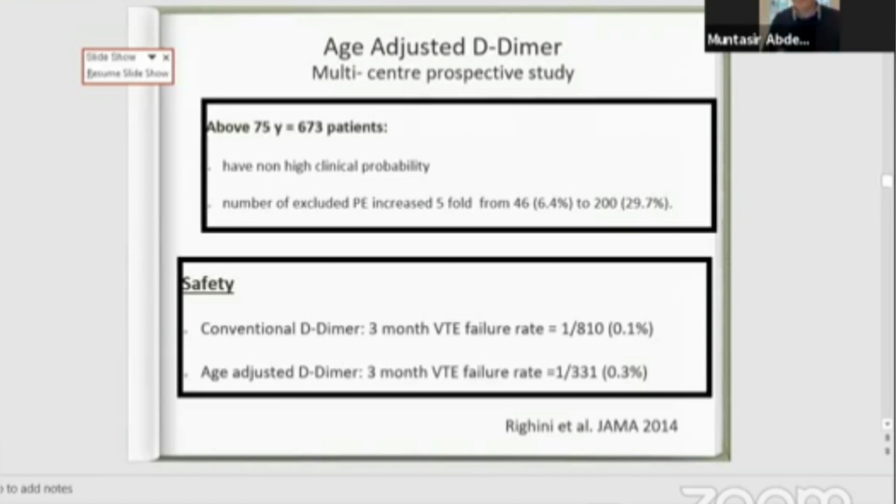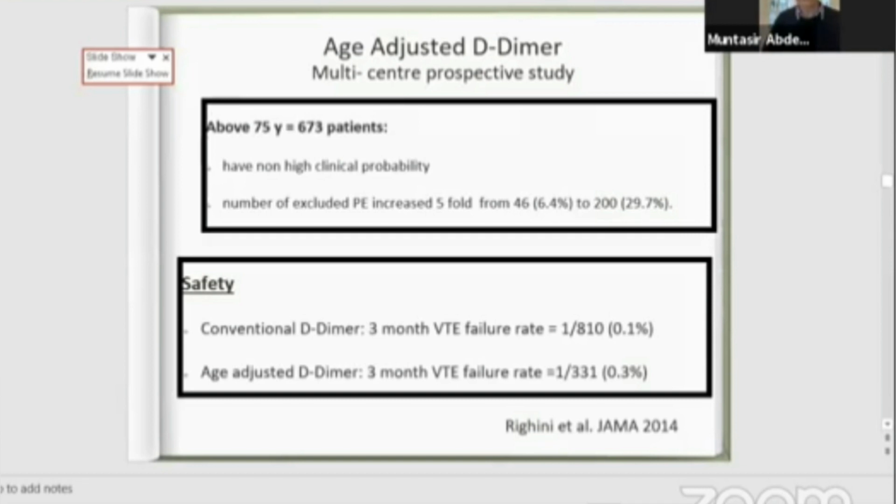And I think it is very helpful in reducing a lot of imaging, especially in elderly people. You don't want to subject them to CT pulmonary angiogram unnecessarily, especially as the renal function might not be as good as in young people.